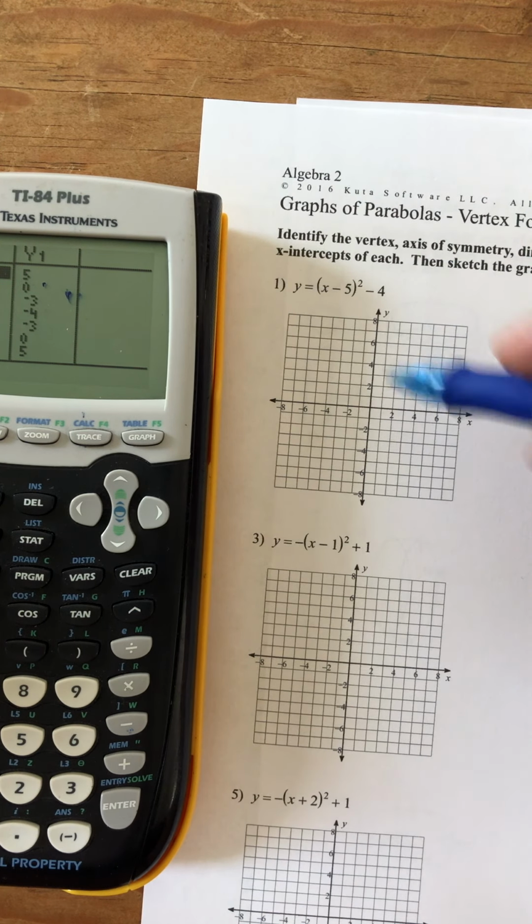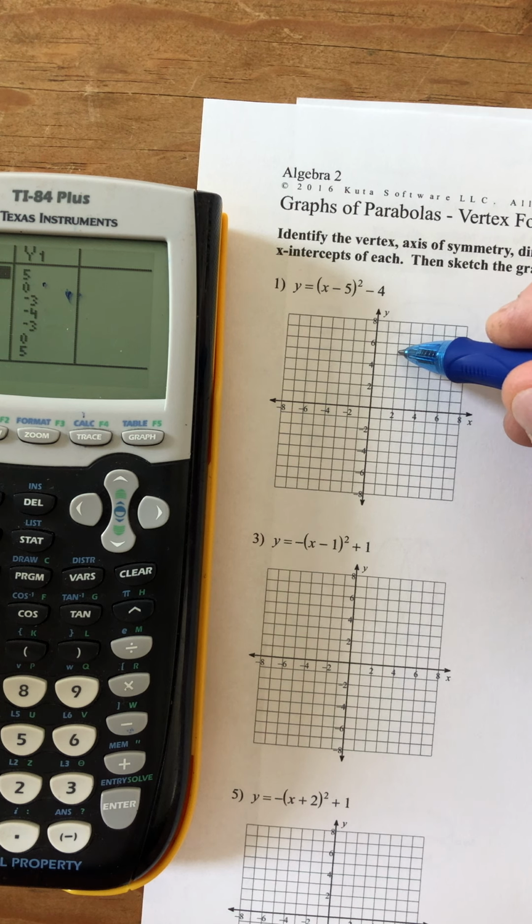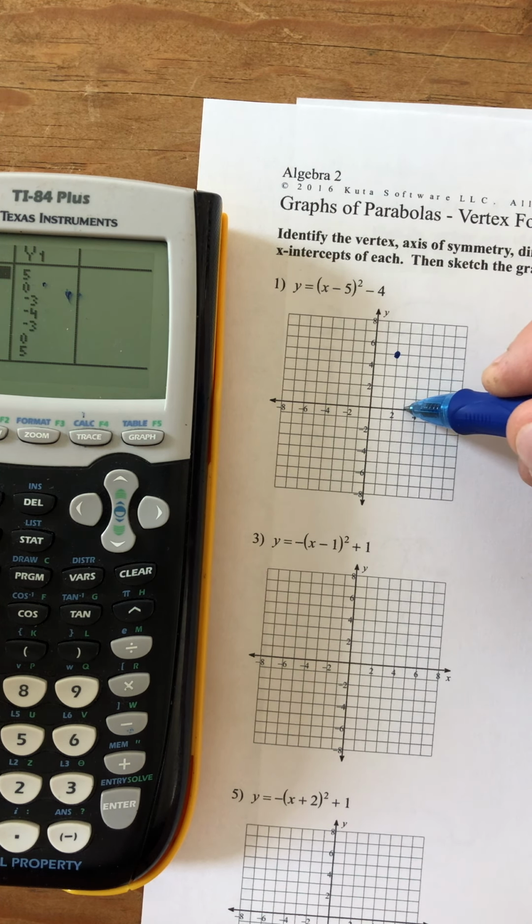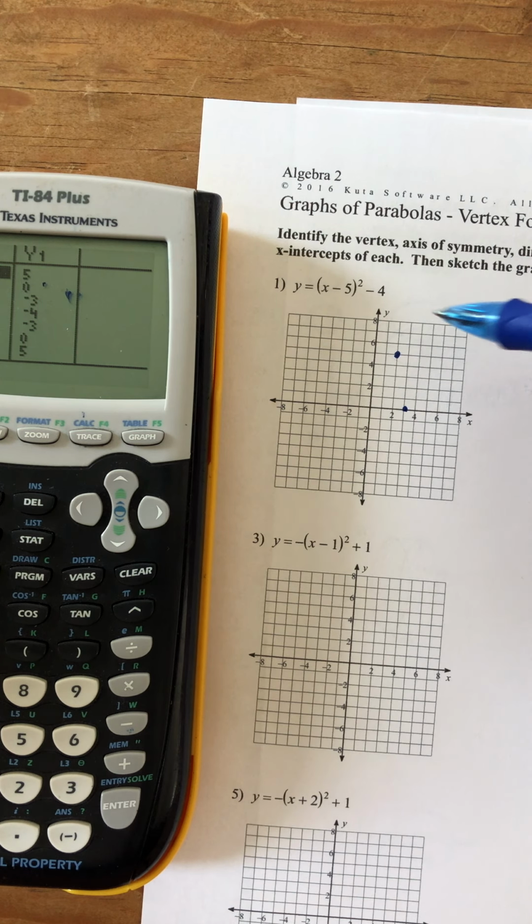So I have 2, 5. I have 3, 0. I have 4, negative 3. I have 5, negative 4. And then it's just going to mirror itself back up the other way. I got 6, negative 3. I got 7, 0. And I have 8, 5.